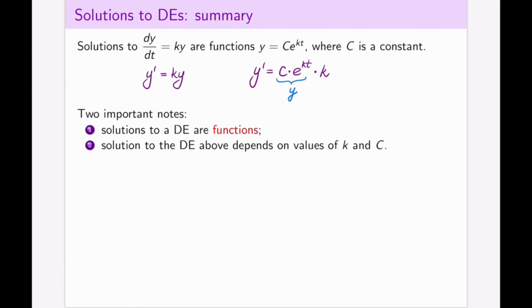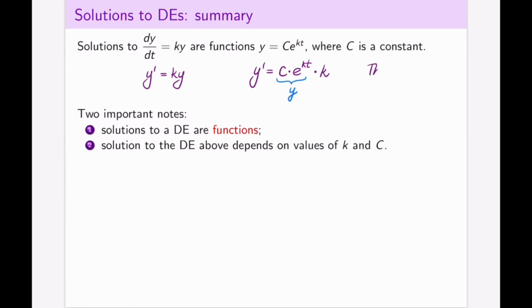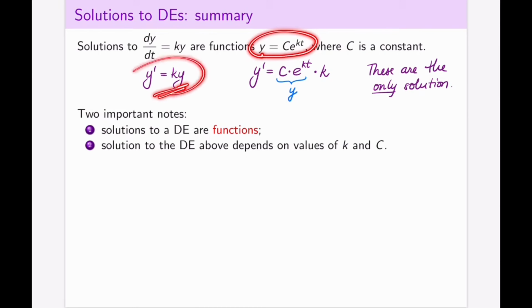What is actually a stronger result that we're not going to prove is that while these are the solutions to this equation, these are the only solutions to this equation, which means that if I have a differential equation like this, the only functions that satisfy these are the functions of the exponential form. Okay? Nothing else will satisfy this differential equation.